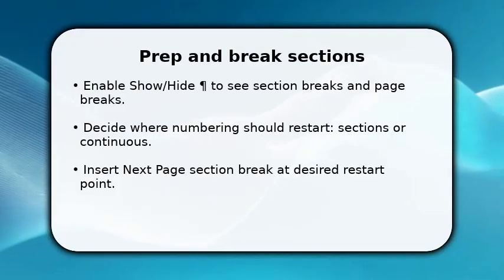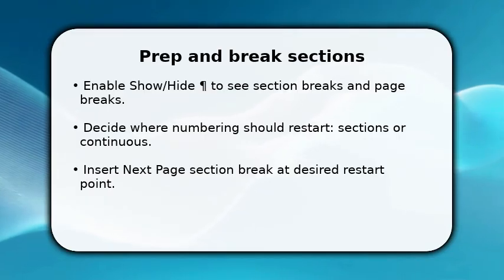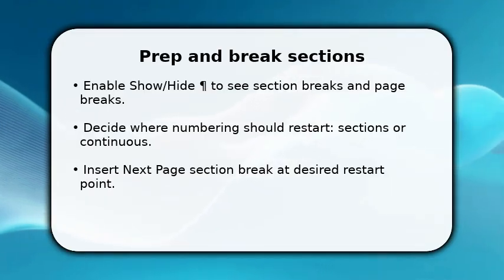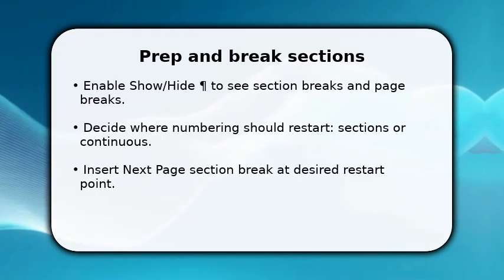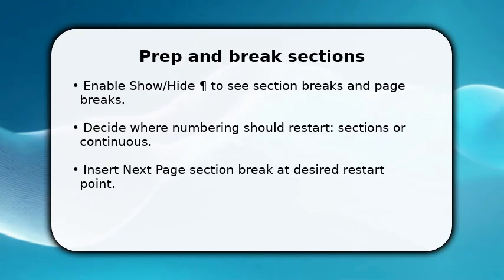You start by revealing hidden marks so you can see exactly where sections and page breaks live. That visibility prevents accidental edits. Once visible, create a next page section break where numbering should change. This isolates headers and footers.